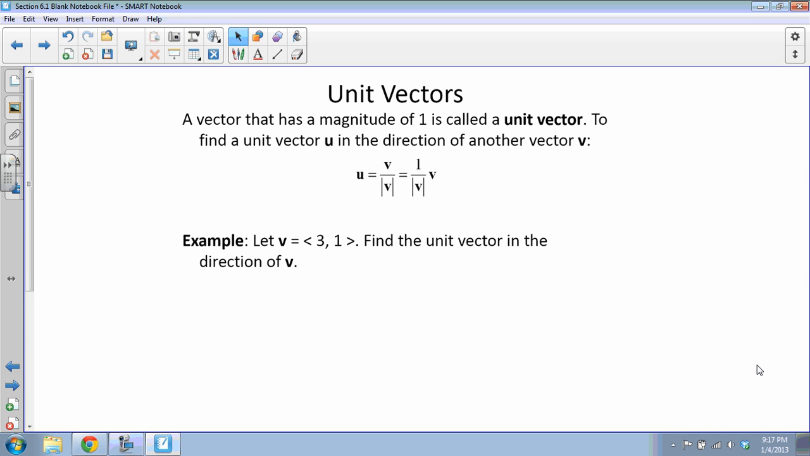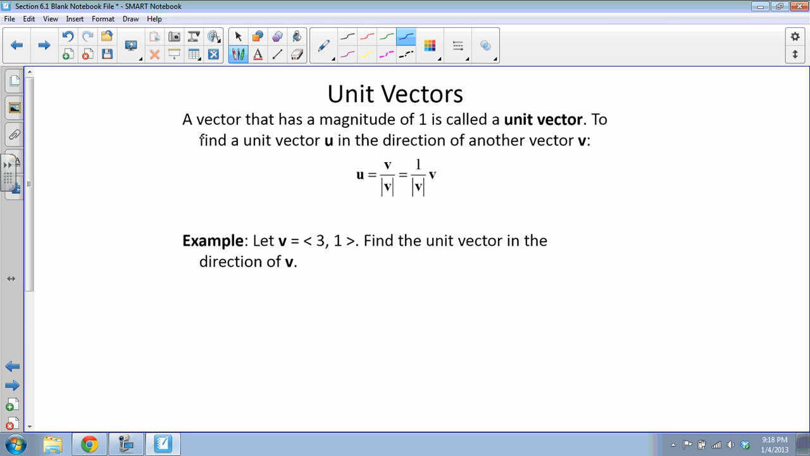Here's the start of part 2 of our 6.1 video, Vectors in the Plane. The first concept we're going to look at in this video is unit vectors. A vector that has a magnitude of 1, its length, in other words, is 1, is called a unit vector. Kind of like the unit circle is a circle with a radius of 1, a unit vector has a magnitude of 1.